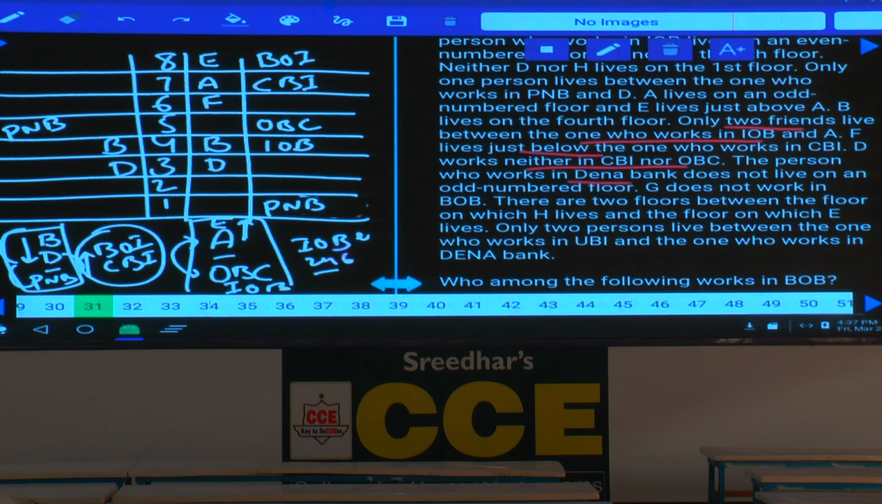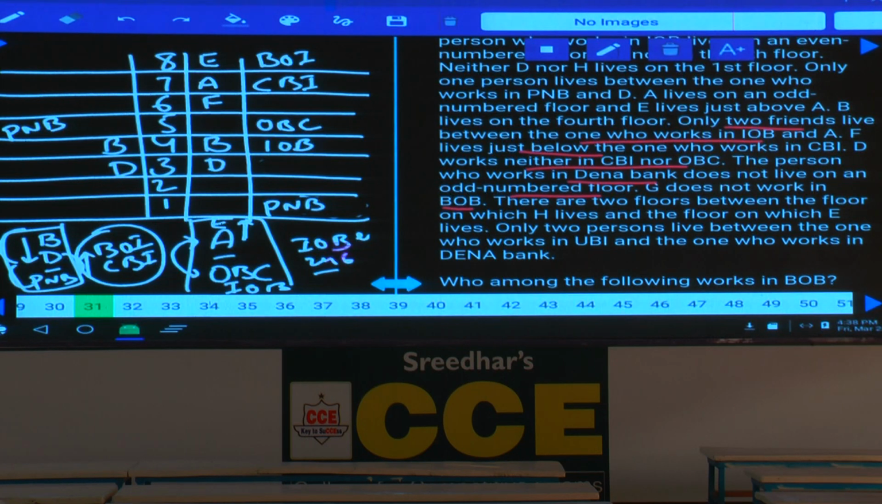Next one, the person who works in Dena Bank does not live on an odd number floor. Does not live on an odd number floor means this Dena Bank must be on an even number floor. And that means either on the 2nd floor or on the 6th floor. There are 2 possibilities. Dena can be 2nd or the 6th, and G does not work in BOB.